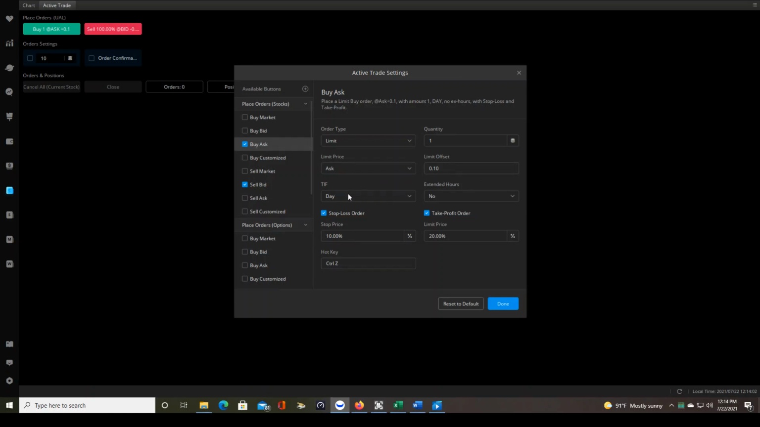So that's that. The time in force is day, that means that the order can only be executed for the day that you're trading on. If the order goes out and doesn't get filled, it's only going to last for the entire day.